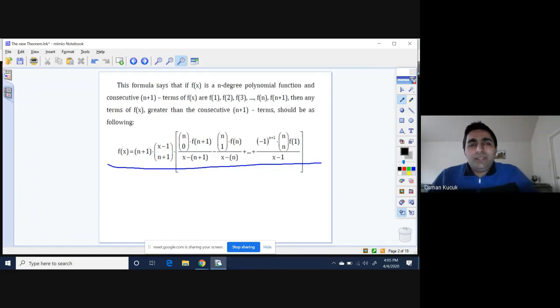Okay, the formula I mentioned in the beginning of the video was this. You can pause the video and read it. I will just explain what these unknown letters are representing. In this formula, n is representing the degree of the sequence. For example, if you have a quadratic sequence, the degree of it is 2. And if you have a cubic sequence, the degree of it is 3. X is representing the term we are looking for.